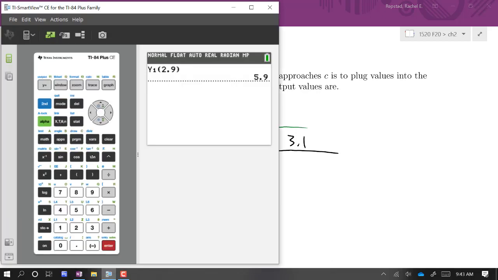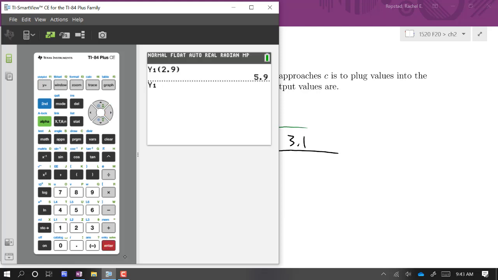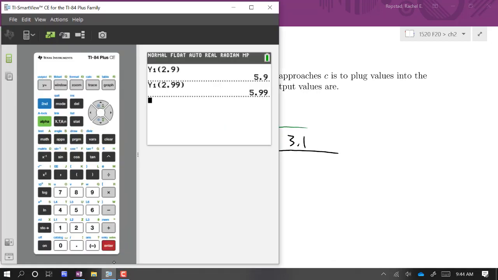I could do the same thing for all the others. Vars, yvars, function, y1, parentheses, 2.99. And then I get 5.99. And if I'm doing the same set of keystrokes over and over again, like I am to bring up the function, I could just bring up my last entry. If I hit second, enter, it'll bring up the last thing I plugged in, and I could just edit it as I need to.